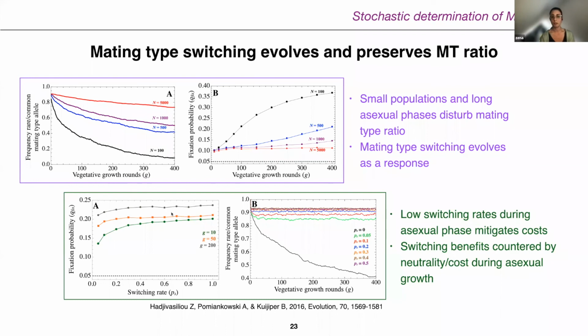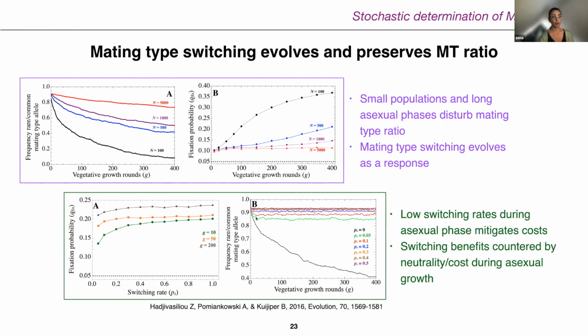And this was not immediately clear to us. And this is how we rationalize this observation. First, we see that the sex ratio declines sharply without any switching, but is maintained at very high levels, even for very small switching rates.